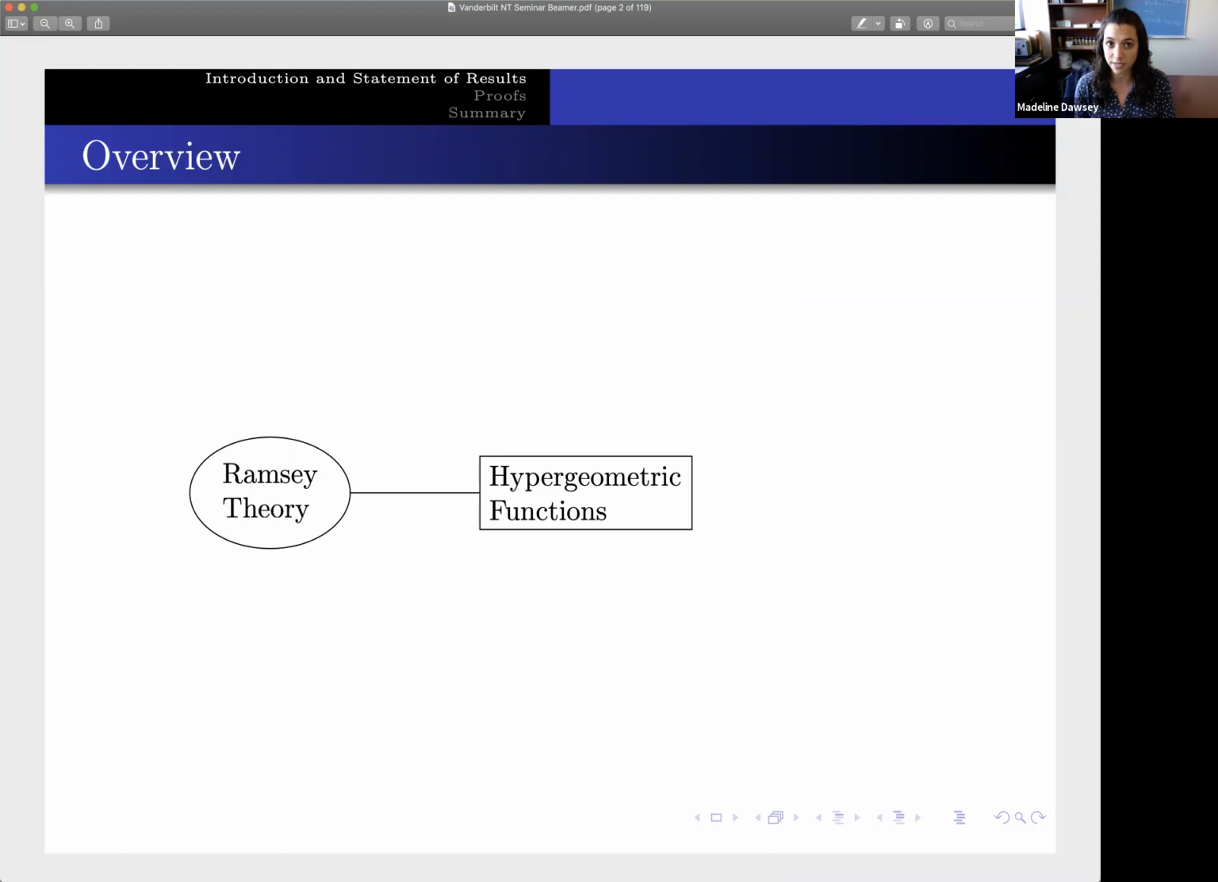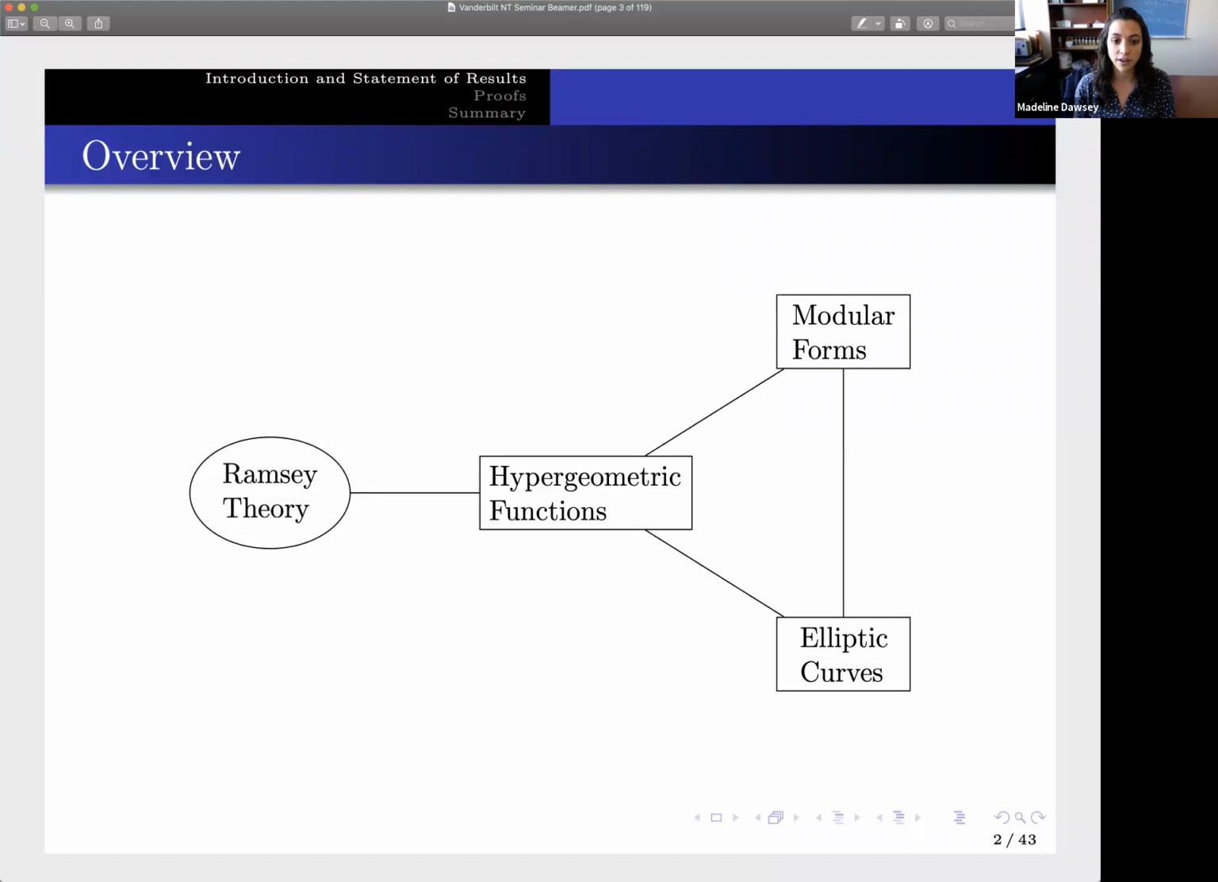I'll talk about what Ramsey theory is, but it turns out these functions called hypergeometric functions are really good at detecting certain properties of the graphs that we look at in Ramsey theory. So there's a connection here between hypergeometric functions and Ramsey theory. There are also lots of examples of finite field hypergeometric functions being connected to elliptic curves, because they're also really good at counting rational points on elliptic curves. And so this lower connection is here.